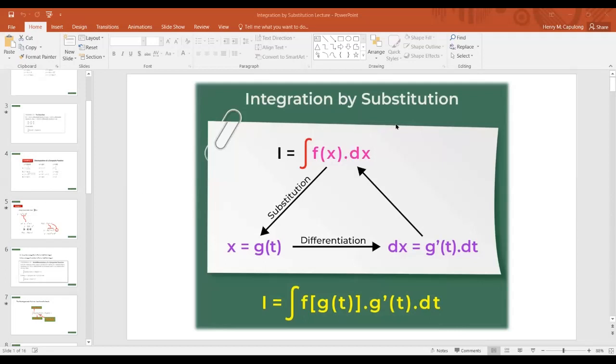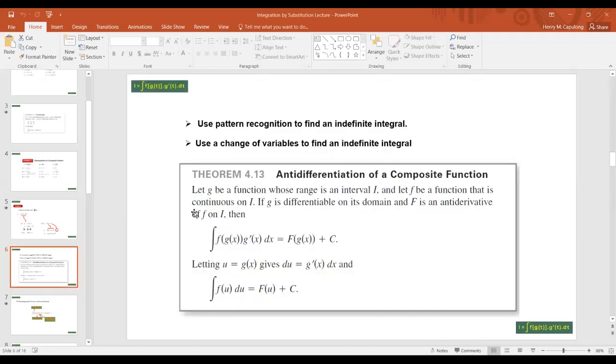So the prerequisite for this topic is the knowledge of the chain rule in differentiation. I assume that everybody here knows about the chain rule in differentiation. So proceeding with the topic for today, we will discuss integration by substitution.